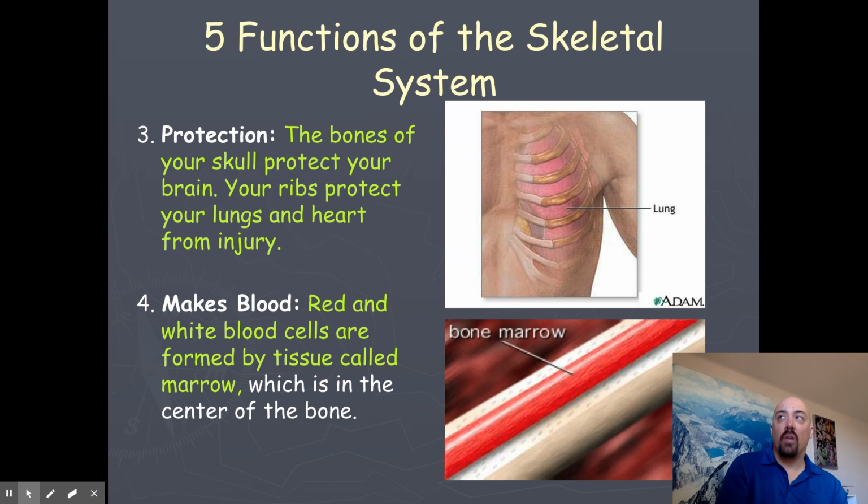Our skeletal system is also responsible for making blood cells. So red and white blood cells are formed in the bone marrow, which is in the spongy bone. So there's a lot of space in there. That's where it's formed. Our body's continually making new blood cells, especially red ones. Really important, and that's all happening in the bone marrow.